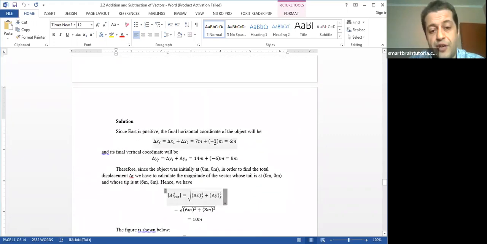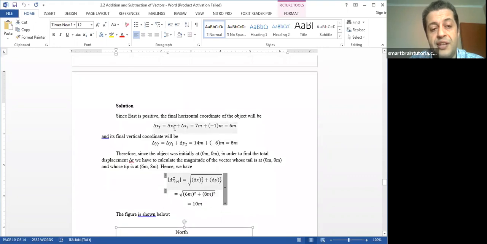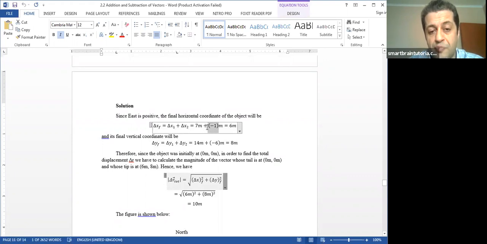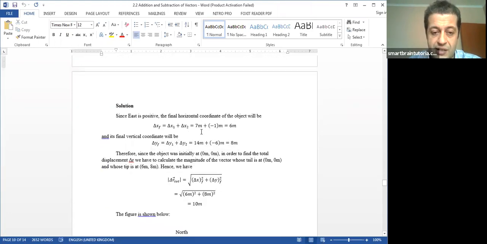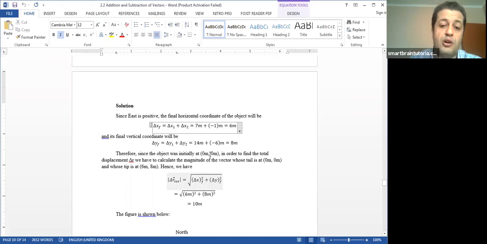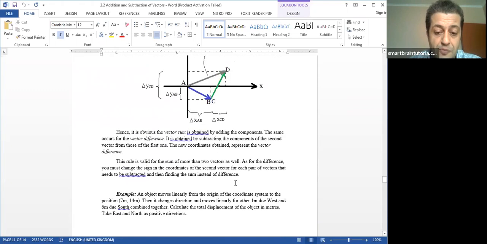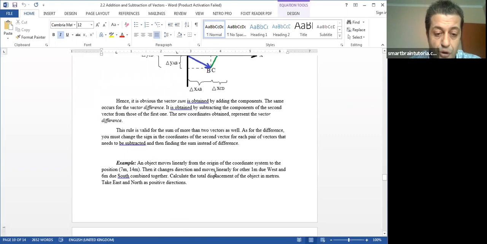Since east is positive, the final horizontal coordinate of the vector will be delta x1 plus delta x2. It is 7 meters plus -1 meters, because the second displacement was due west, but west is negative. So we must take -1. 7 minus 1, it is 6 meters. The horizontal displacement of the entire, the total vector, the resultant vector. And for the vertical coordinate, first we had 14 meters due north. Then we had 6 meters due south.